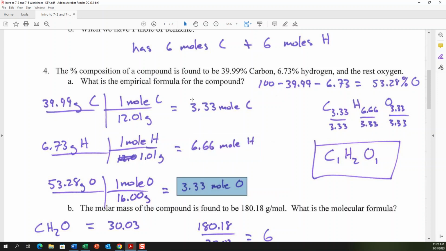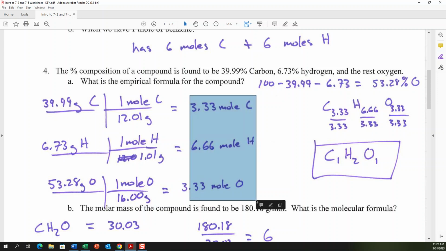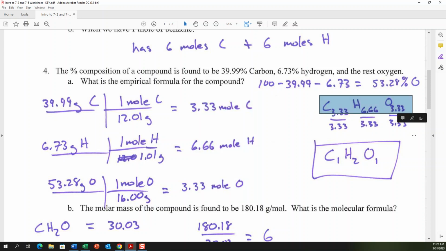Okay, so those are the moles of each thing if we had 100 grams of our compound, and those can be our subscripts, those can be our ratio. So I have C 3.33, I have H 6.66, and I have O 3.33. Okay, now that's not an empirical formula as it is right there, okay, but it is a formula with the right ratio of atoms. And now I just have to get them to be whole number ratios.